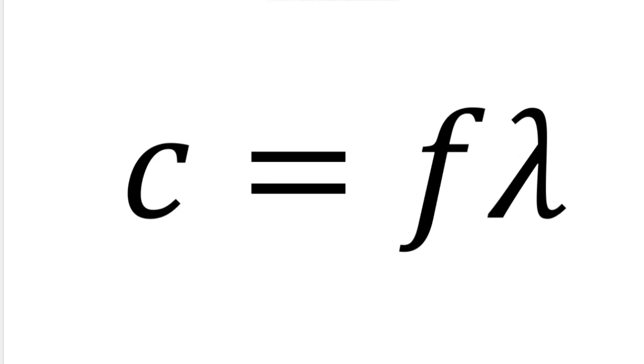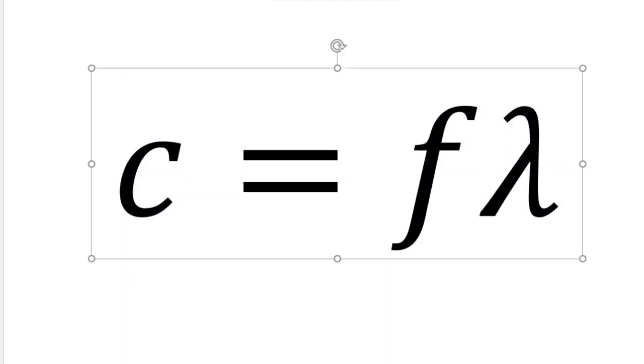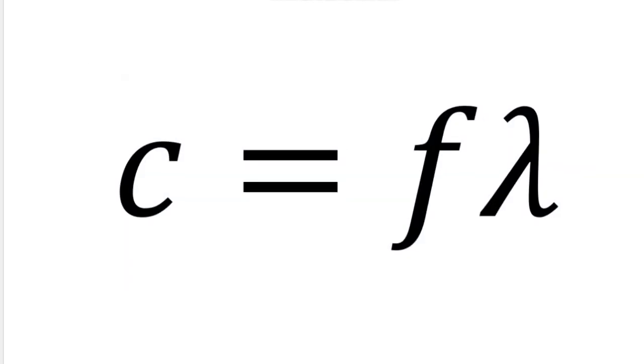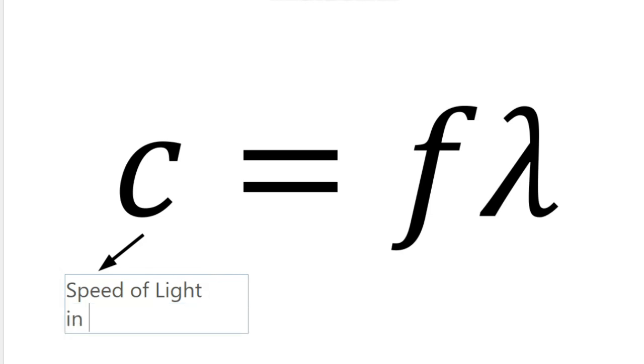Today we're going to talk about the wavelength and frequencies in electromagnetic radiation. We can calculate the wavelength and frequency by using this equation, which is speed of light is equal to the frequency itself divided by the wavelength. C is the speed of light in a vacuum, which is a constant. It's going to be 3 times 10 raised to the 8 meters per second.